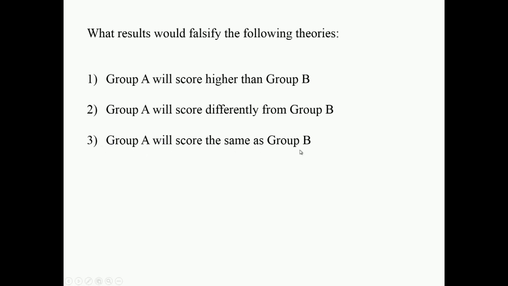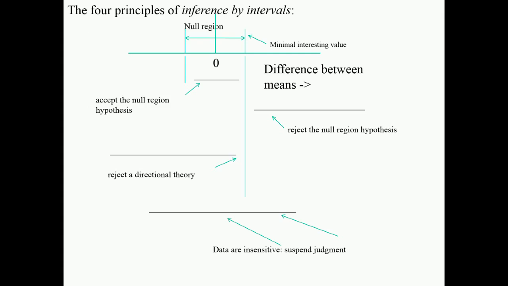Okay, three. Group A will score the same as Group B. Tell the person next to you what pattern of results would falsify that. Why doesn't the second one, if they score the same, falsify it? All right. So here's a confidence interval where they scored the same in the sample. Remember, we're interested in the population. These are the set of population values. Are there differences as possible population values? Yes.